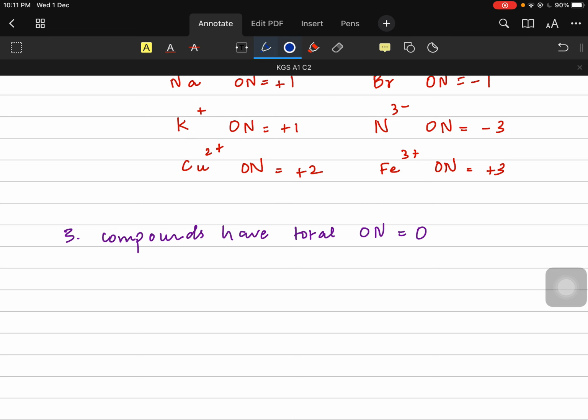Let's say I'm talking about, for example, sodium chloride. I know that sodium belongs to group 1. It has a charge of +1. Chloride, on the other hand, has to be equal to the +1 so that it can balance it, it can counter it. Chloride has to be -1. For sodium, the oxidation number becomes +1. For chloride, the oxidation number becomes -1.